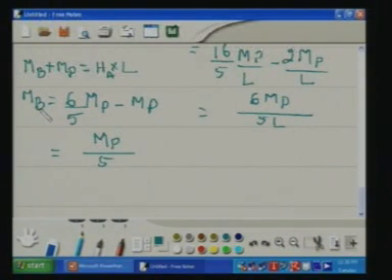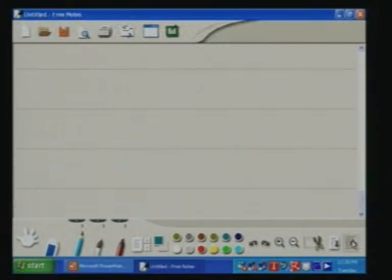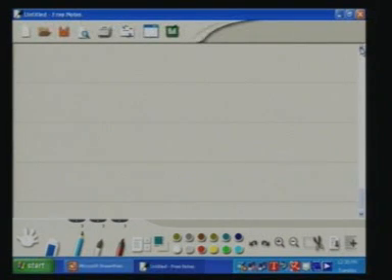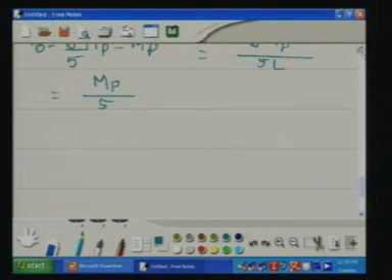Okay. So you can see friends that the value of moment at point B has come out to be less than the value of MP. So this is the check we have to maintain. So again we will draw the bending moment diagram for this structure.